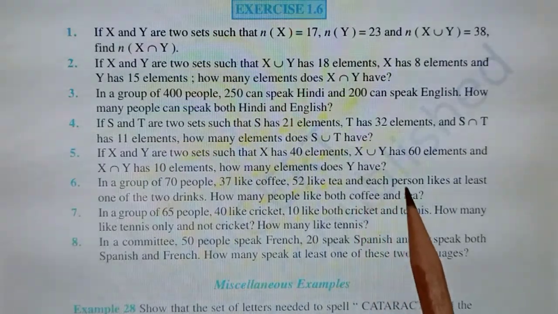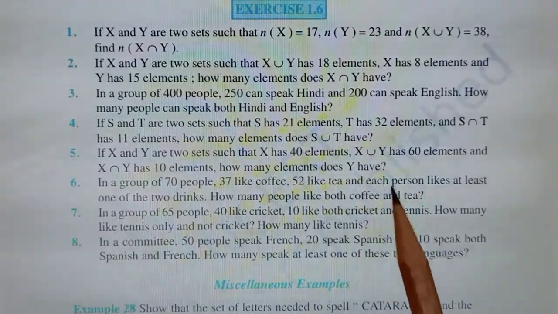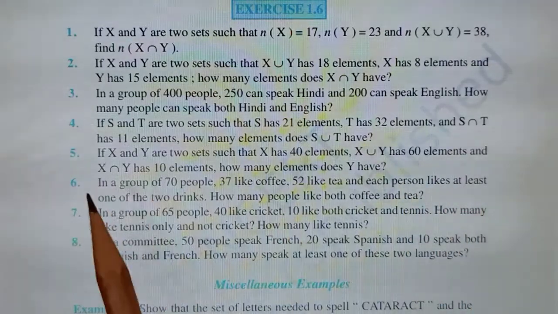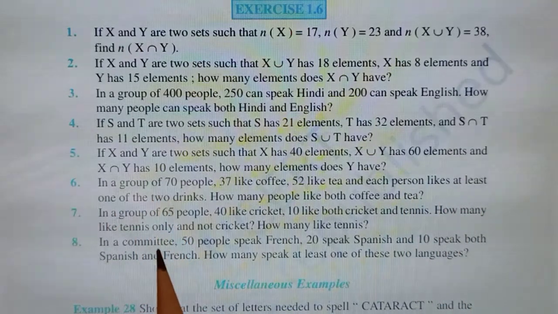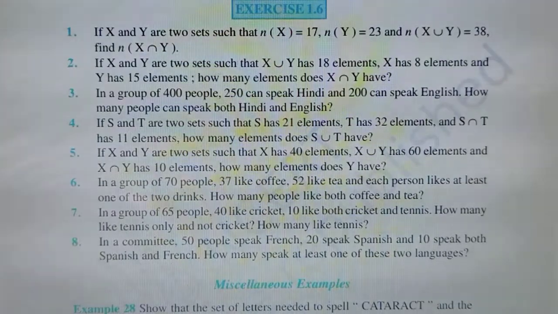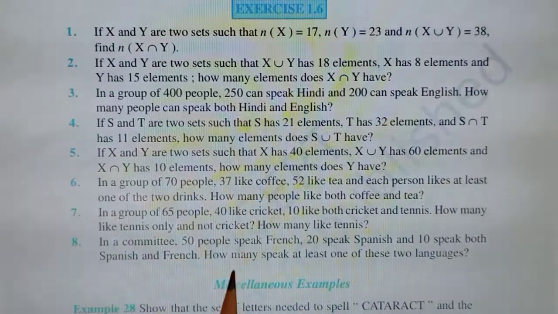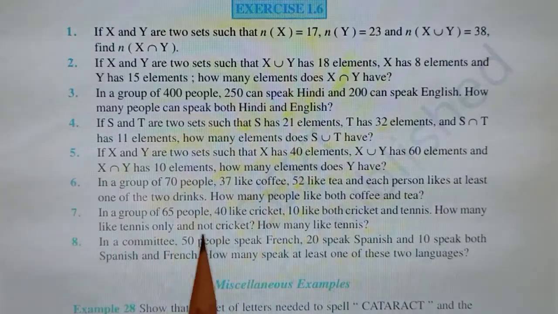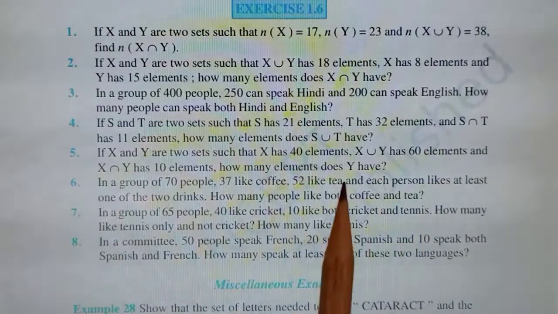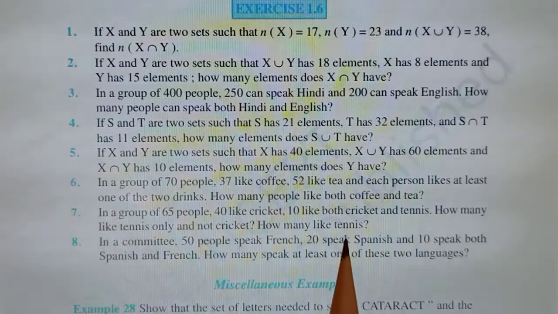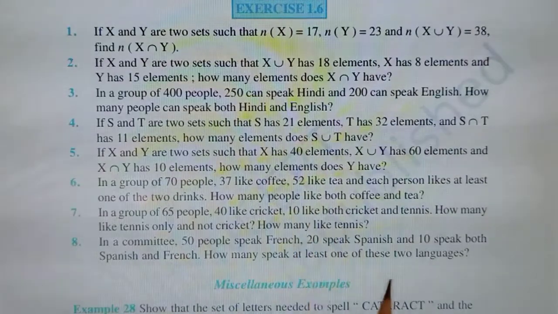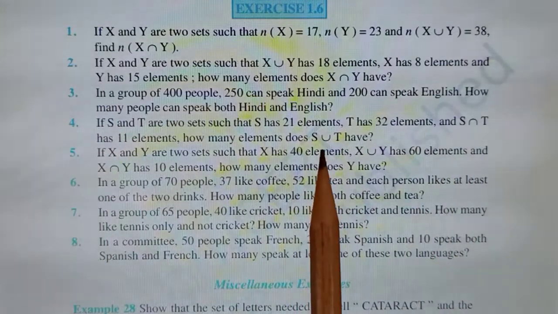Why? Because they have said that each person, there is no one left out, each person likes at least one of the two drinks. Now this language you also have to understand: at least one of the two drinks means either tea or coffee. So when the word "or" comes, it is the same as union. "And" is intersection, the common part, satisfying this and that both. So "and" is for intersection, and "or", when you have a choice, this or that, is for union.